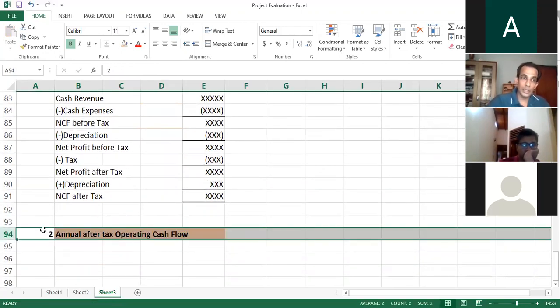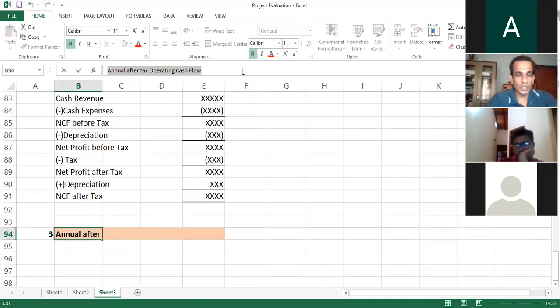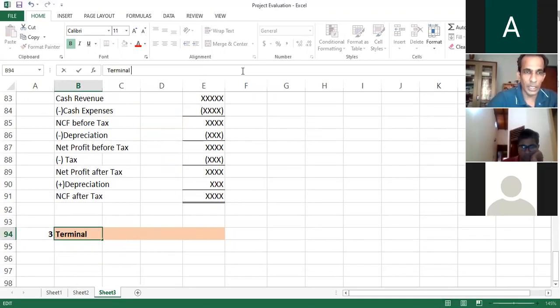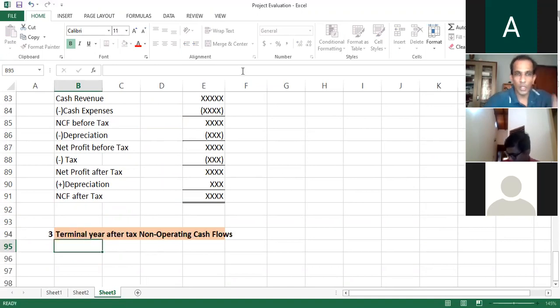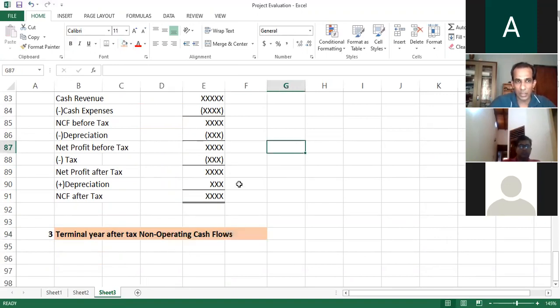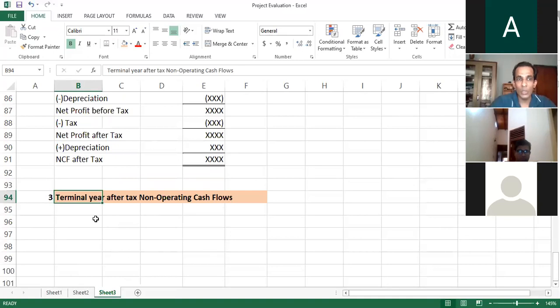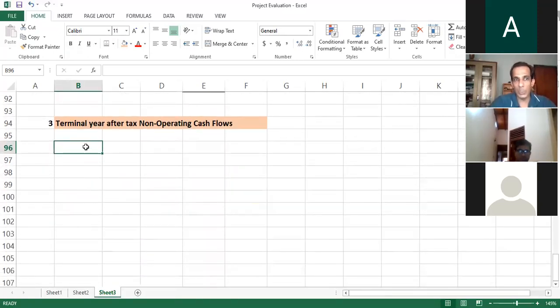Then the third category is once the project is completed. That is called terminal year cash flow. We can call it terminal year after tax, because we know all the cash flows we have used are after tax. Terminal year after tax non-operating cash flow, because these are not normal operating cash flows. So what are the possible cash flows for this category? What are the relevant cash flows once the project is completed, terminated? This is at the time of starting the project, this is during the period of the project, and this is once the project is completed. So what are the possible cash flows for this category?